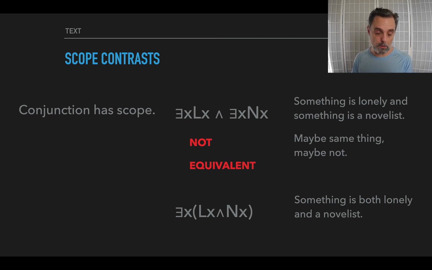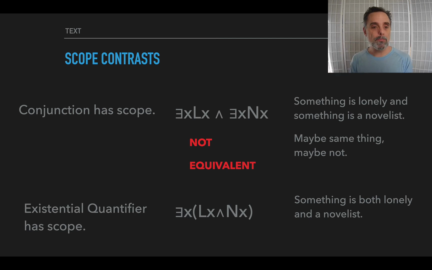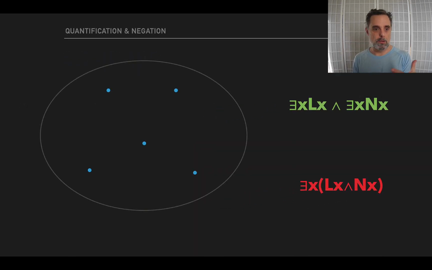Is something lonely? This one. Is something a novelist? That one. So both pieces are true, so the conjunction is true. If you want to say it's the same thing, then you have to use the second sentence. So let's consider this scenario where we have one thing that is lonely and one thing that is a novelist. Then yeah, some x lx and some x nx is true, but is some x lx and nx true?